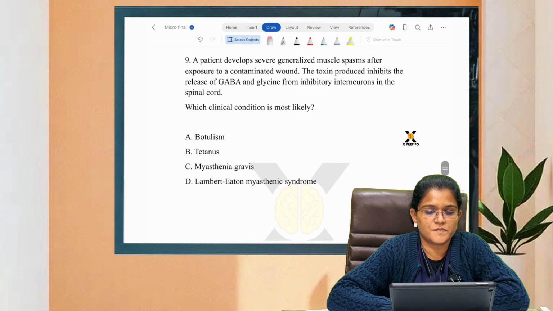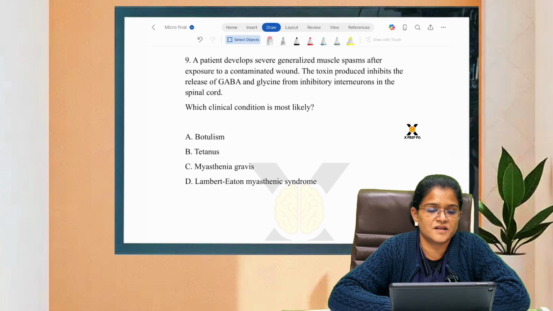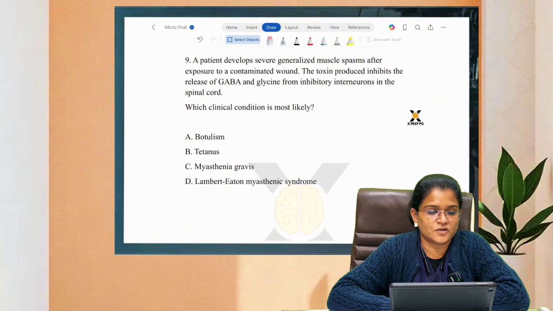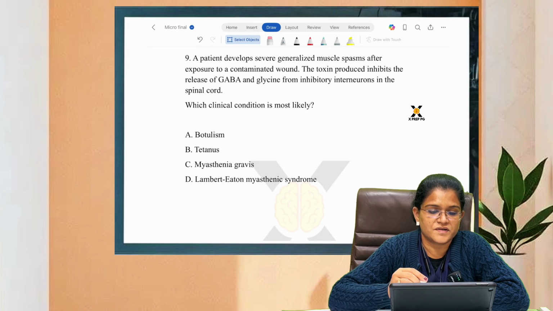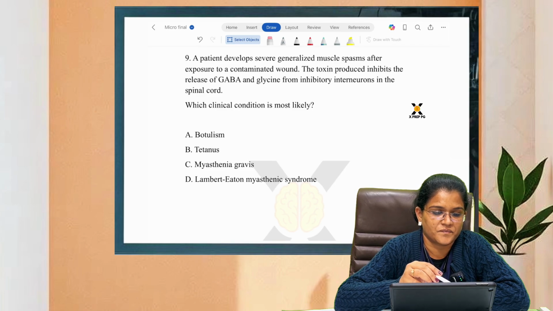Ninth, a patient develops severe generalized muscle spasms after exposure to a contaminated wound. The toxin produced inhibits the release of GABA and glycine from inhibitory interneurons in the spinal cord. Which clinical condition is most likely? So seeing all the options, the answer is C, that is tetanus. The toxin released by this Clostridium inhibits GABA and produces continuous spasms.